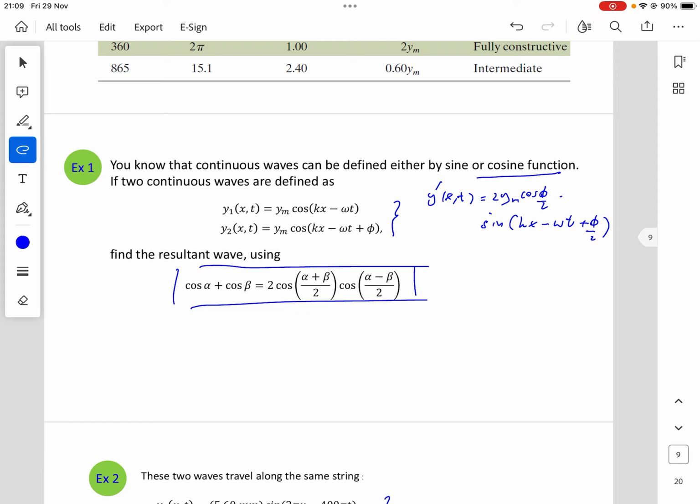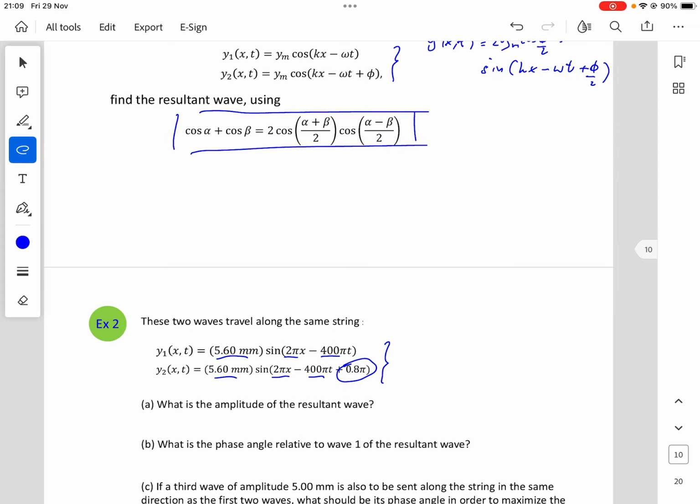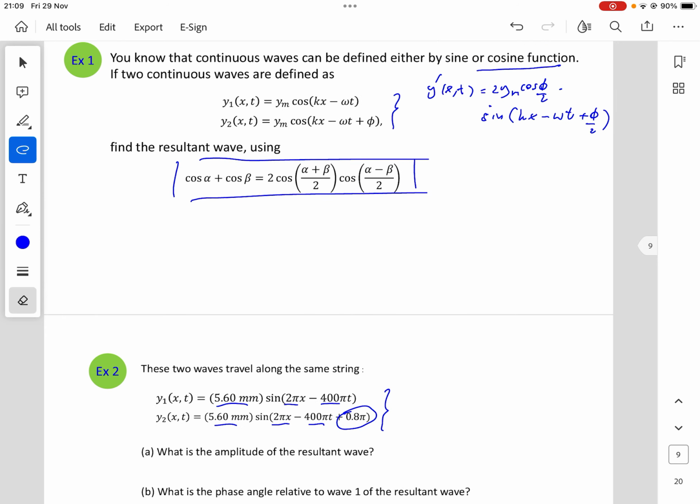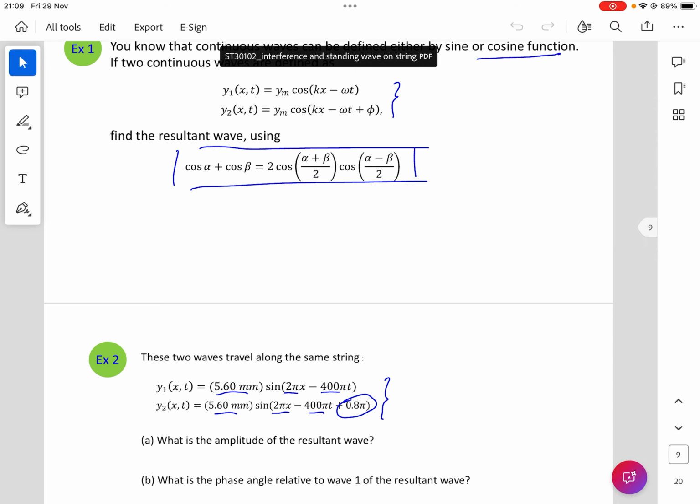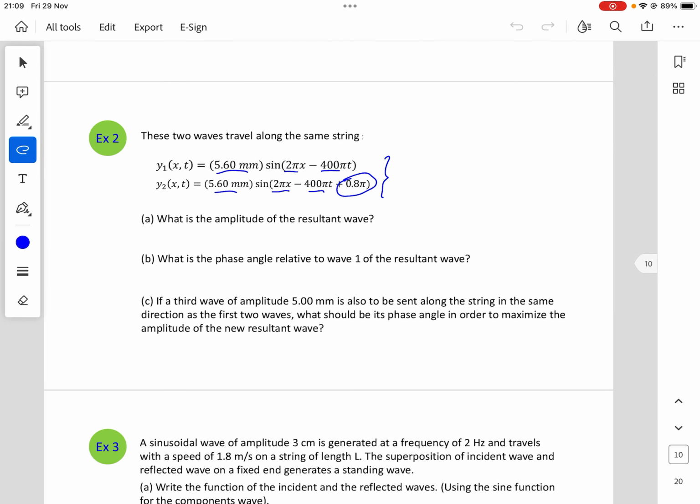Oh, sorry, I wrote it in the wrong place. It should be here, on this exercise, not the other one. Sorry. Okay, again: y prime of x, t equals what? I should write it like this first: 2ym cosine half of the phase, and sine of kx minus omega t plus half of the phase.